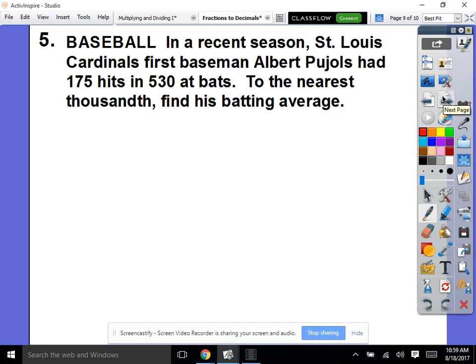Baseball. In a recent season, St. Louis Cardinals first baseman Albert P., because I don't know how to pronounce that, had 175 hits in 530 at-bats. To the nearest thousandth, find his batting average. So thousandth is going to be the third decimal place. And I just want you to think about what is being divided, what number goes on the top as the numerator, and what number goes on the bottom as the denominator. We will work on that in class tomorrow.